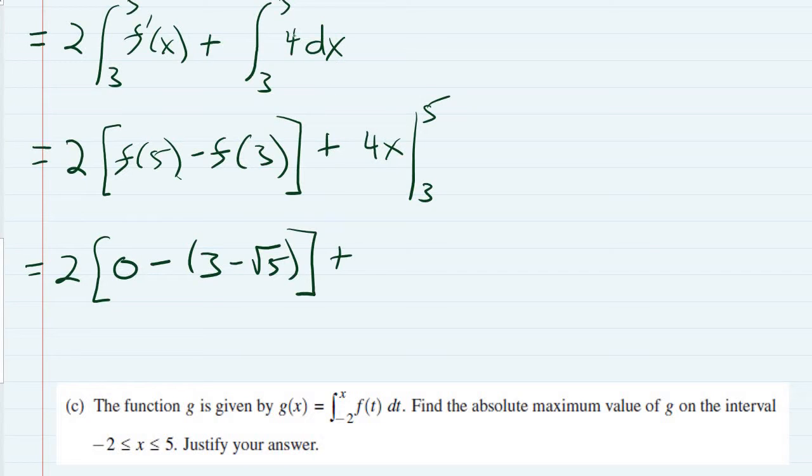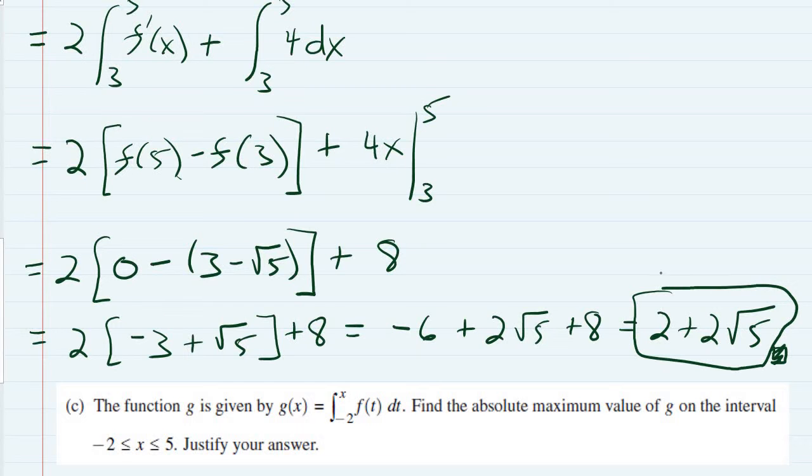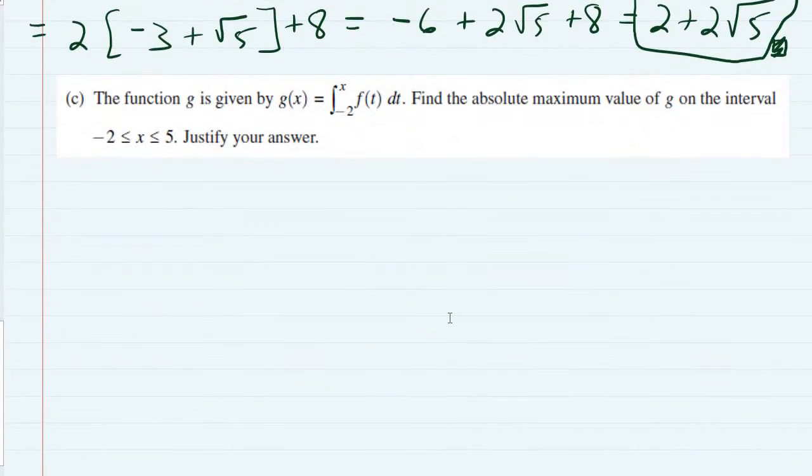Right, we kind of knew that. This is a height of 4 with a difference of 2. This ends up being 20 minus 12, or 8. So this is 2 times negative 3 plus root 5, plus 8. This would be negative 6 plus 2 root 5, plus 8. That is equal to a final answer of 2 plus 2 root 5. That ends up being my final answer for the problem that they gave us. All right, let's move on to C.